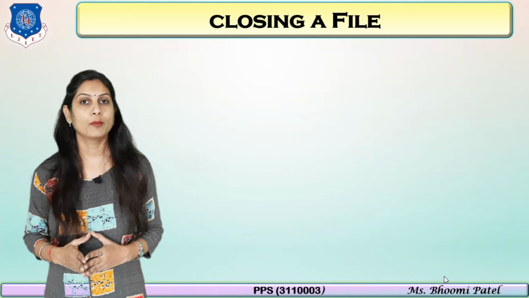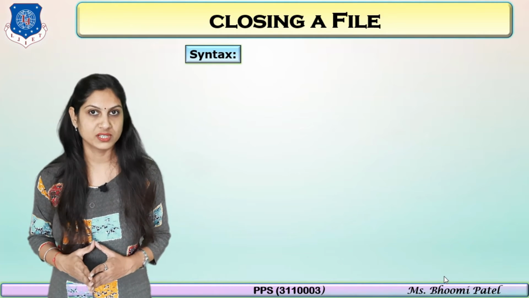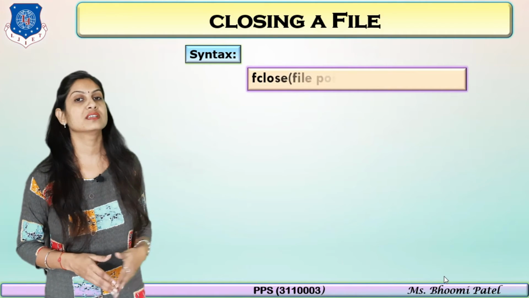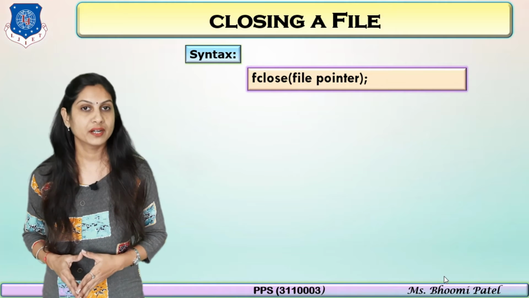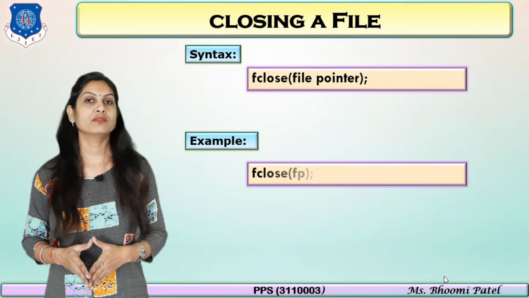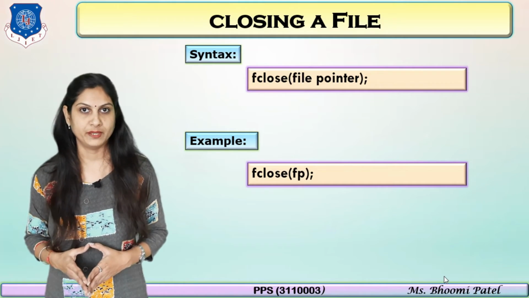Now let's move on to the next one, that is closing the file. When your operation is completed on that particular file, then you have to close it, and for that you follow the syntax fclose and then simply put the file pointer name. So in this example we write fclose with the file pointer, that is fp.